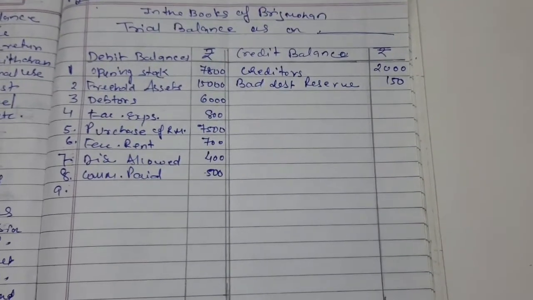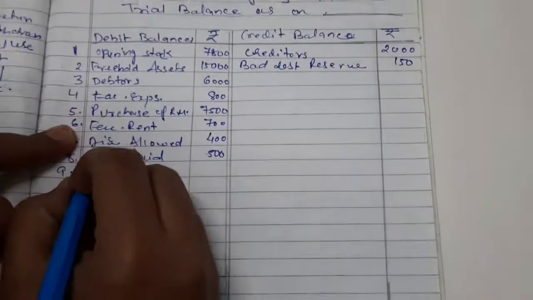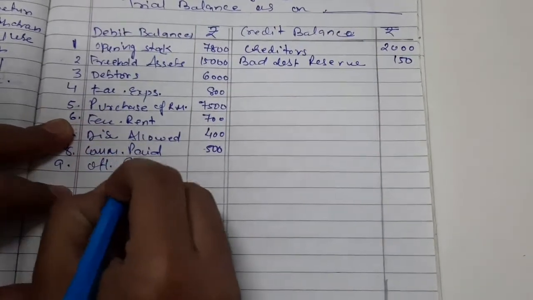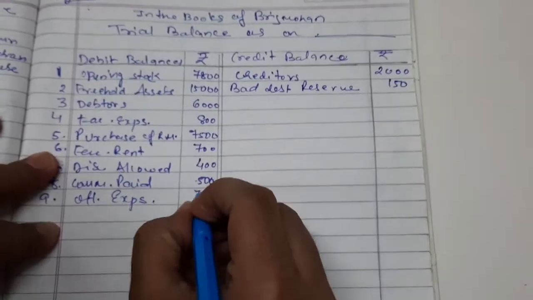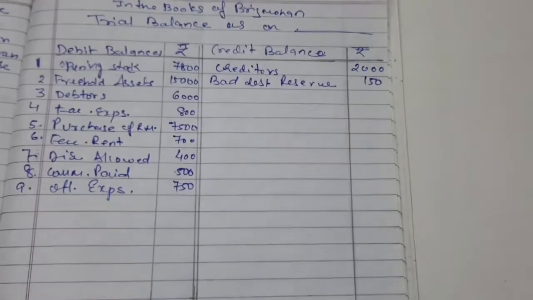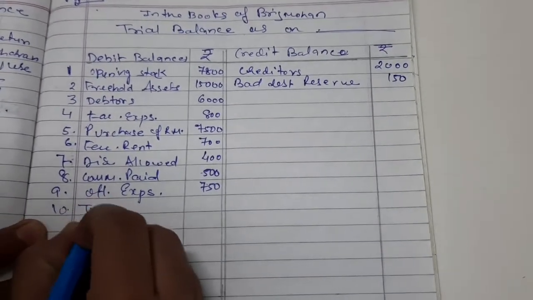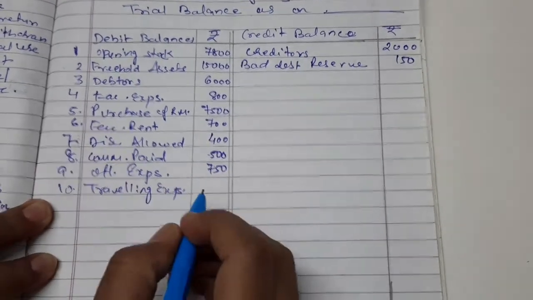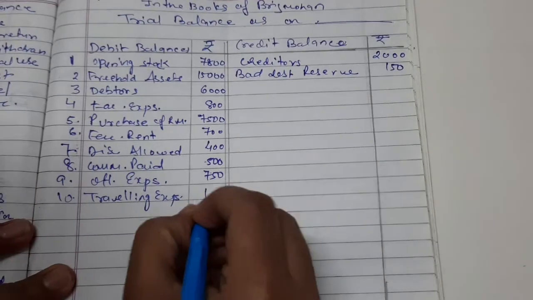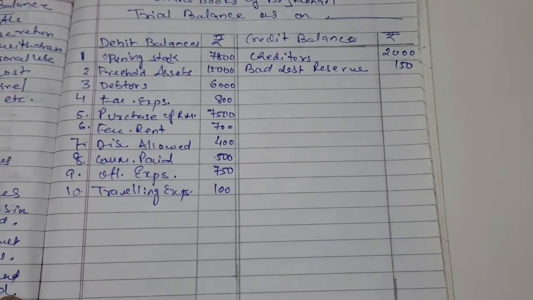Office expenses. Next is office expense, rupees 750, which also will come on the debit side. Any kind of expense, students, will always come under the debit balance. Once again it is an expense, traveling expense of rupees 100. So once again it will come on the debit side.